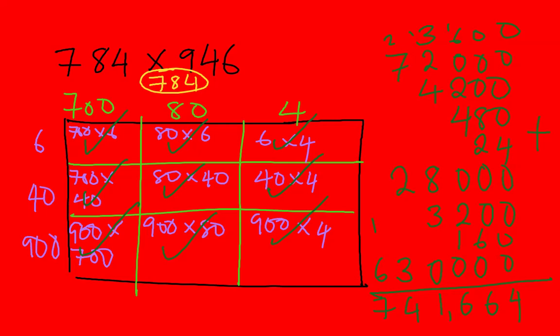So using a calculator, I have a calculator with me right here. Let me see if I feed it in, if I'm going to get the same answer. So that is 784 multiplied by 946. And I get exactly the same answer. So if you have a calculator, you can try feeding in. And my answer on the calculator is the same one, 741,664. This is the rectangular method of multiplication.